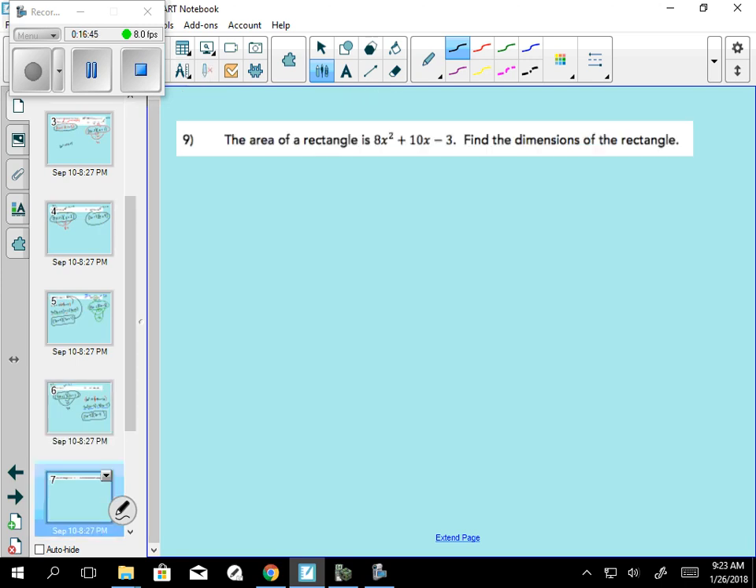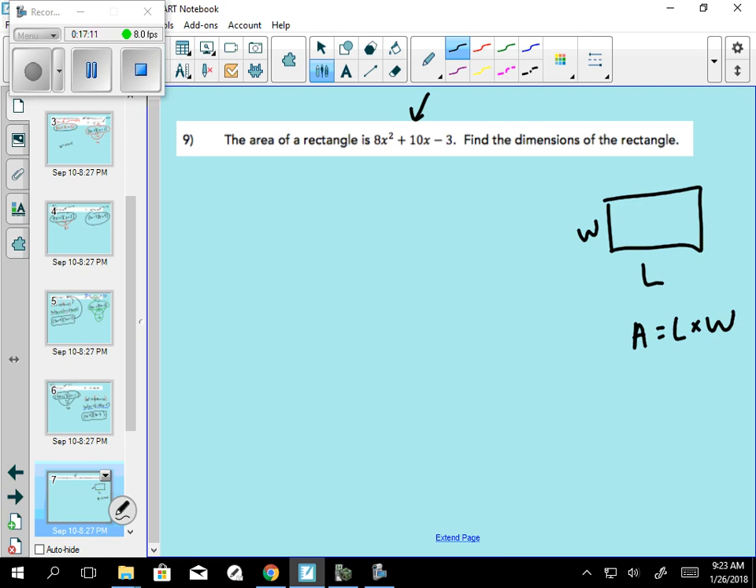You might get these coming up on word problems, so let's take a look at one of those. This one says the area of a rectangle is 8x squared plus 10x minus 3. Find the dimensions of the rectangle. Well, you guys know from geometry, to find the area of a rectangle, you take the length times the width. So if we can figure out what two things are being multiplied to equal this, in other words, factor it, that would be the length and the width.